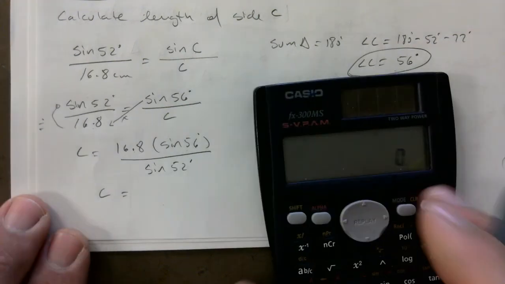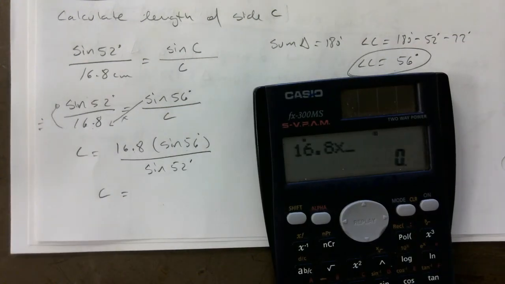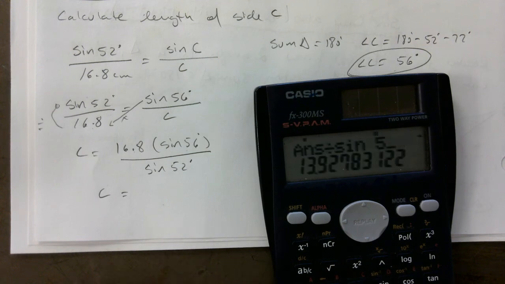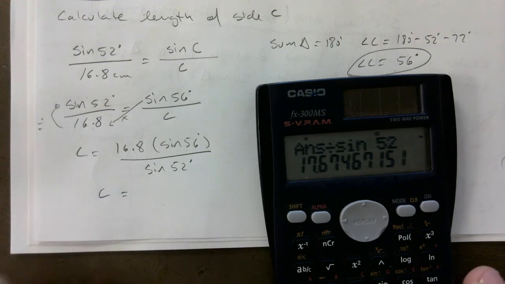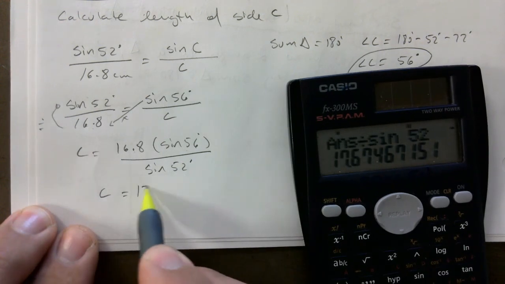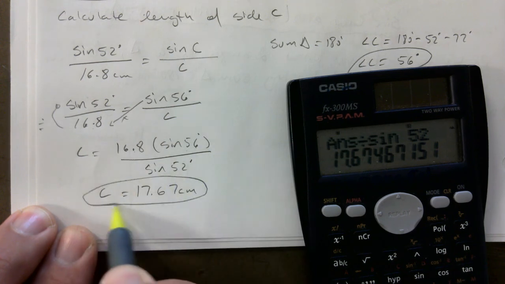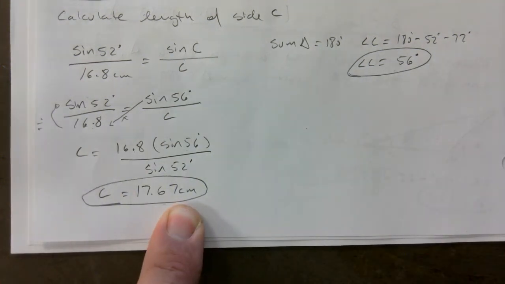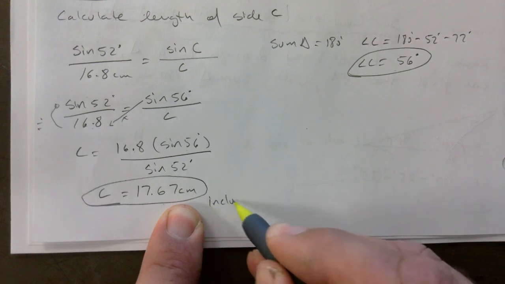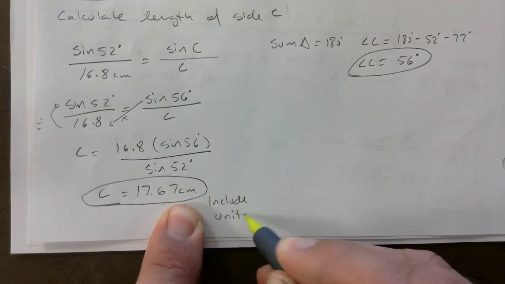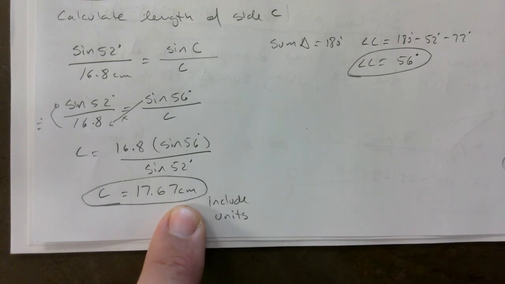So let's see what we get. 16.8 times sine of 56. This is where having a calculator with 2 lines is going to be really helpful, right? The one that tells you what you're typing in. And 67. Make sure you add units. If you don't add units, right? Include units always. Right? Is it centimeters? Is it inches, feet, whatever? And make sure it's degrees as well. Okay?